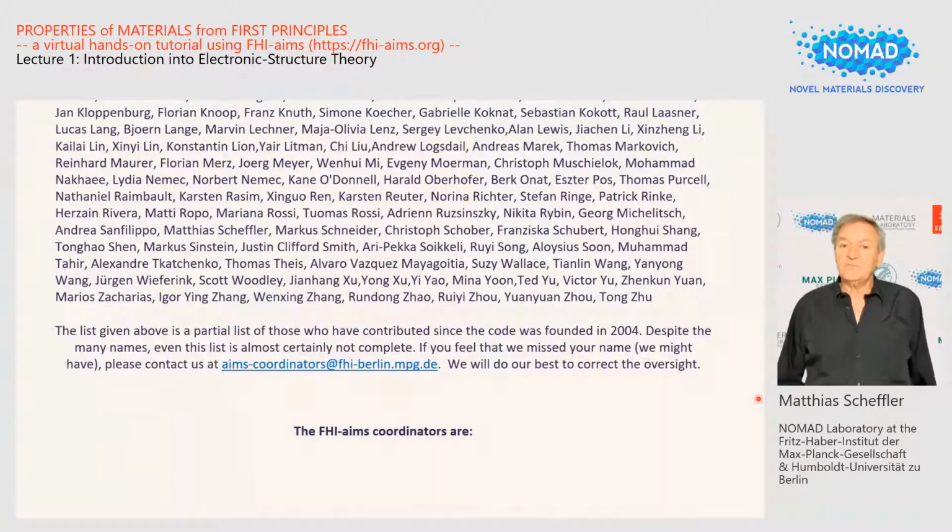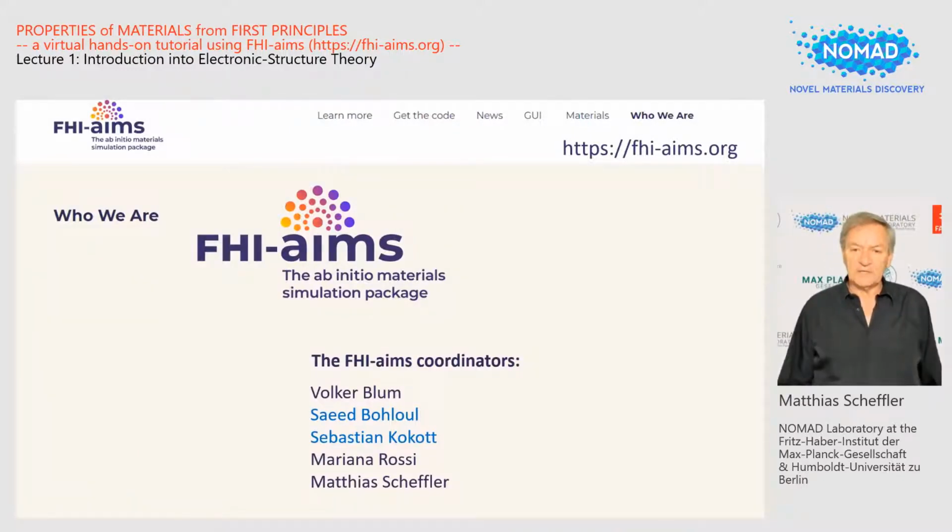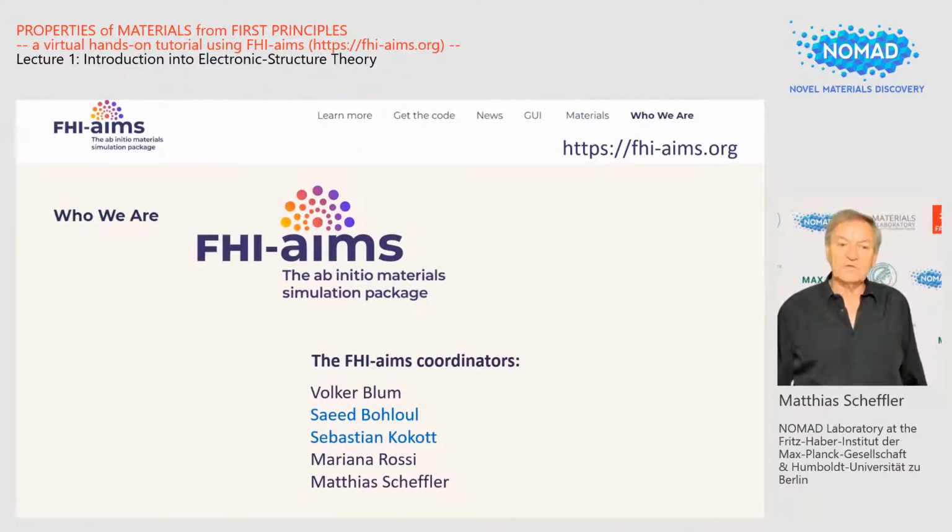The distribution and all the infrastructure of the software is coordinated by a few people, namely the FHI-aims coordinators. The key people in terms of the main concepts are noted here in black: Volker Blum, Mariana Rossi and myself. Volker is the undisputed leader of the whole endeavor. Two people are noted in blue: Said Bolaul and Sebastian Kokot. These are the only people who are paid from FHI-aims income, and they work full-time on the various infrastructure and duties and challenges.